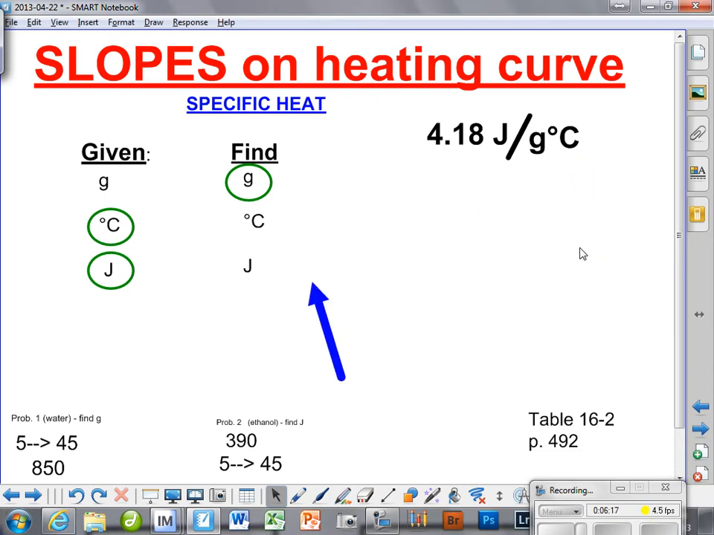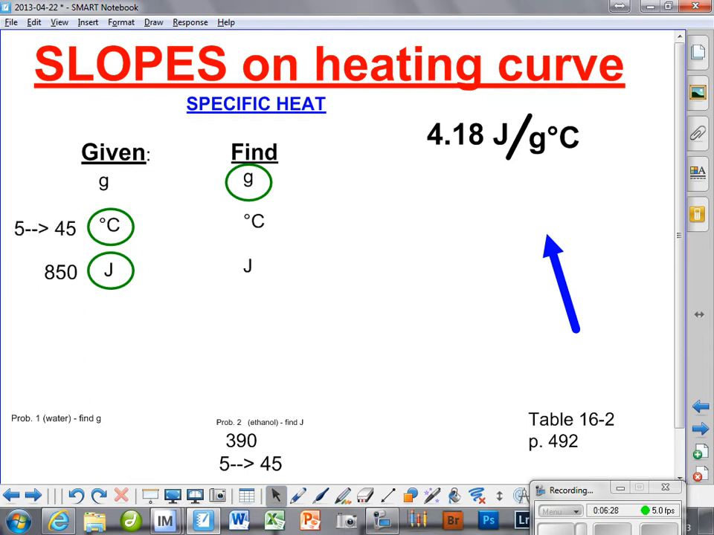Now, in my first example, I'm going to give you degrees centigrade and joules, and your given is going to look like this. We're going to get 850 joules, and the temperature is going to go from 5 to 45 degrees centigrade, and I'm going to ask you to find the grams. If we're looking for grams, how is this going to look? Is it going to look like a fraction with this guy on the top, a fraction with this guy on the bottom, and this guy in the middle?